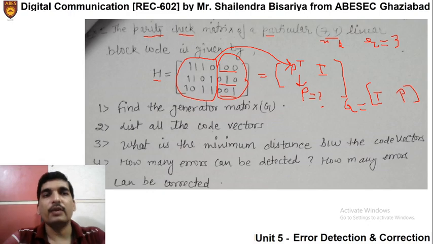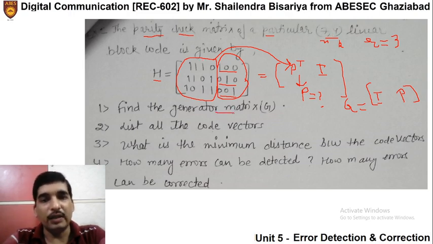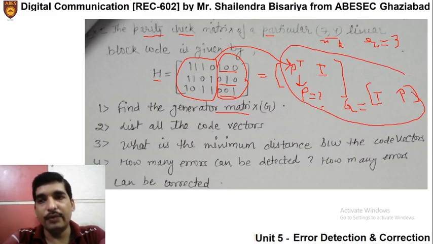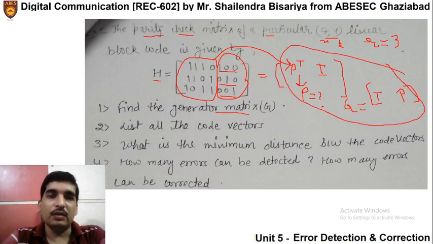Let us repeat the question first: the parity check matrix of a particular 7 comma 4 linear block code is given. Find the generator matrix. So how will we find it? I have already explained. In this manner we will find the generator matrix. Then, list all the code vectors.